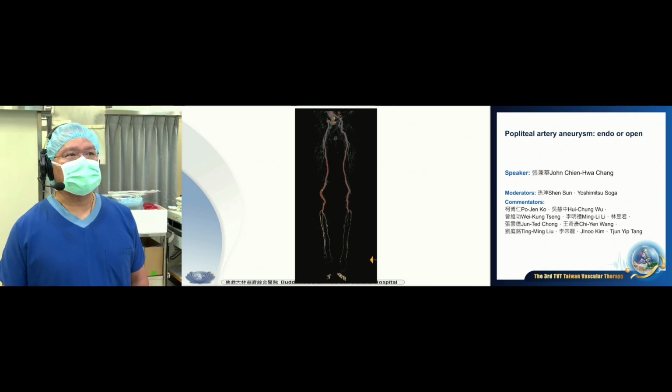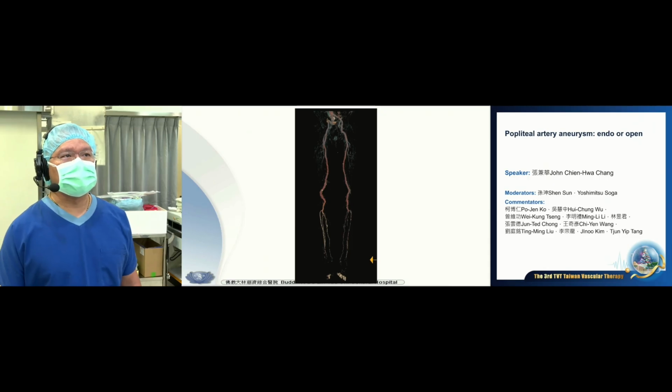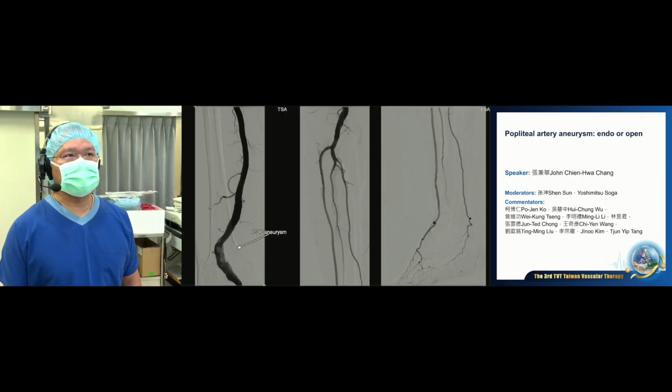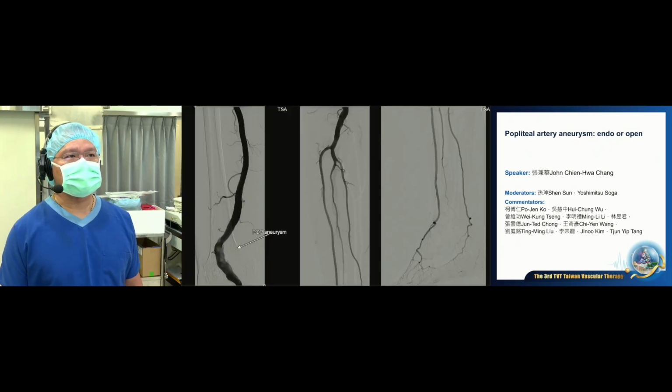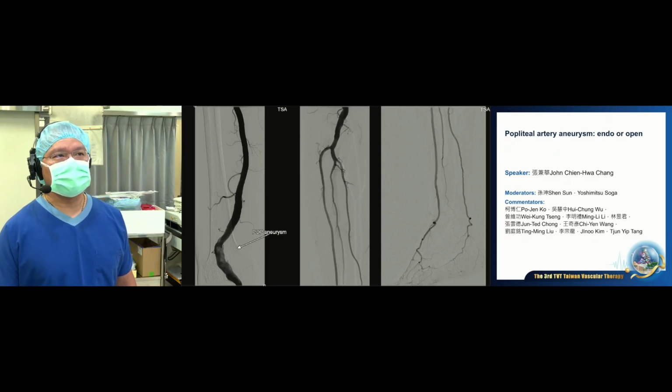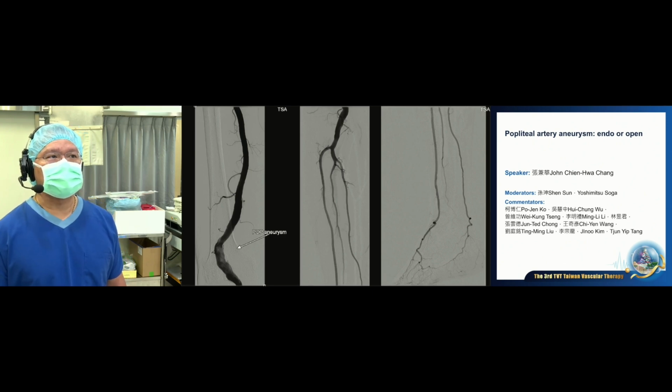And this is the CT after treatment. The left leg is okay, but we see there is also an aneurysm on the right side. So on the right side, we decided to do endovascular treatment for this patient. You can see that there is a popliteal artery aneurysm, and the BTK vessels are good and patent.